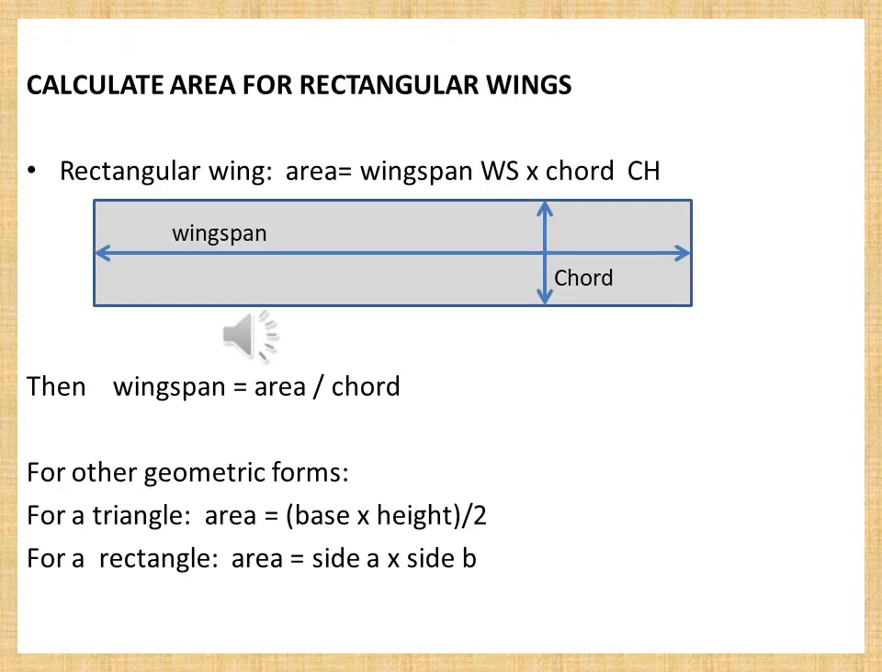Calculate area for rectangular wings. Rectangular wing: area equals wingspan multiplied by chord. Then wingspan equals area divided by chord. For other geometric forms: for a triangle, area equals base multiplied by height, divided by 2. For a rectangle, area equals side A multiplied by B.